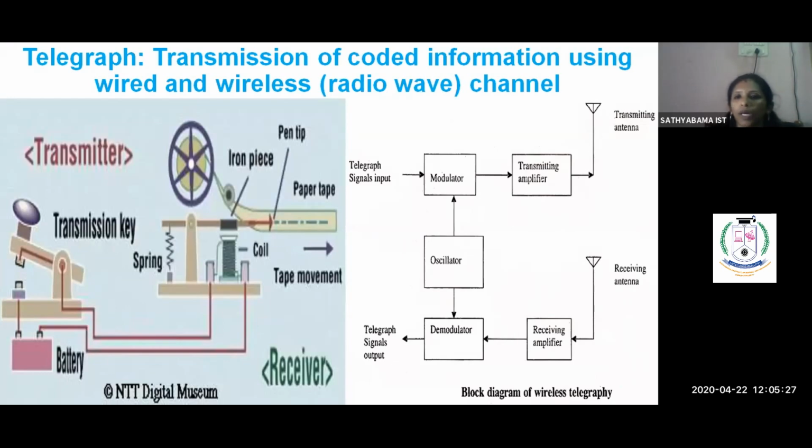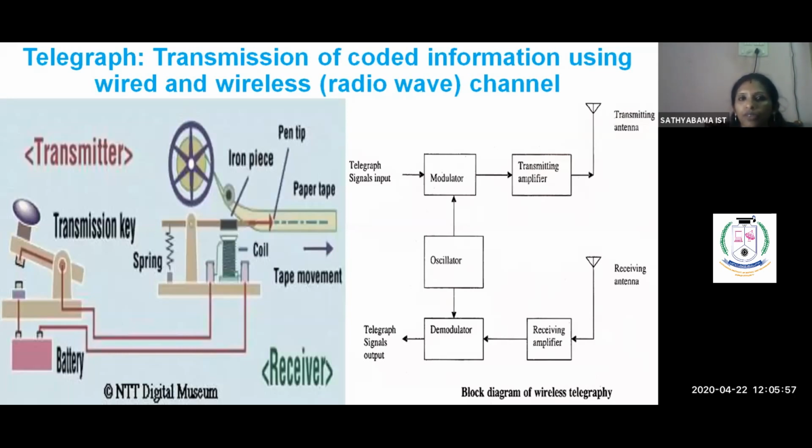How does the working take place? Usually a communication system has a transmitting section and a receiving section. Here the telegraph is a transmission of coded information by means of wired and wireless. The alphabet we give will be sent by means of electrical signals, and those electrical signals will be converted back into alphabets, and then passed to the receiver section in order to get the message signal back.